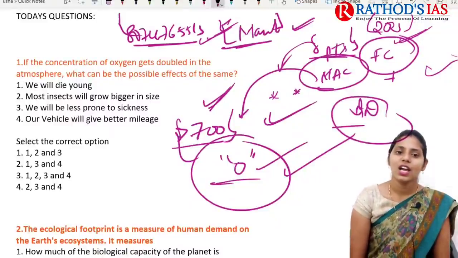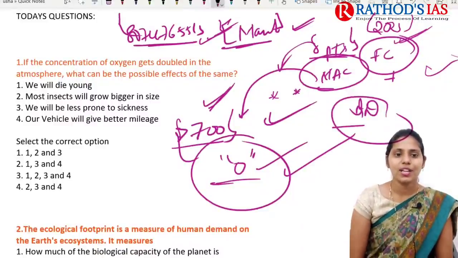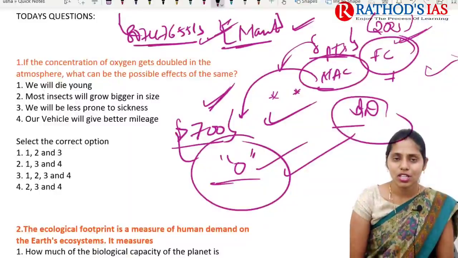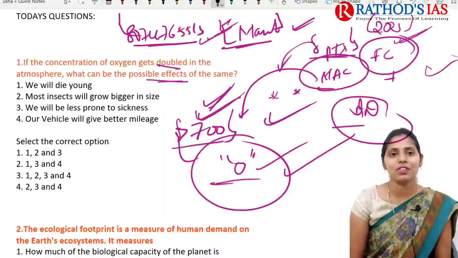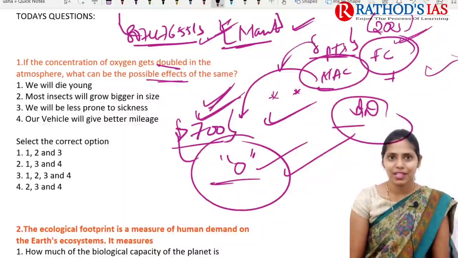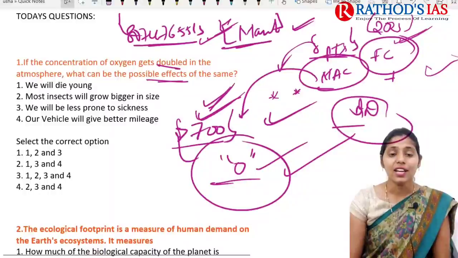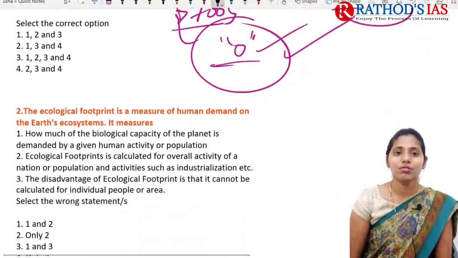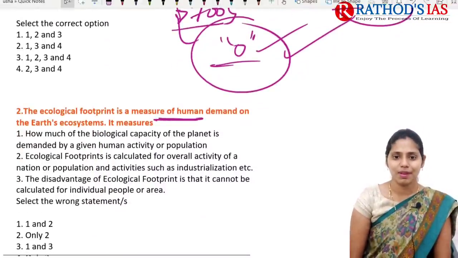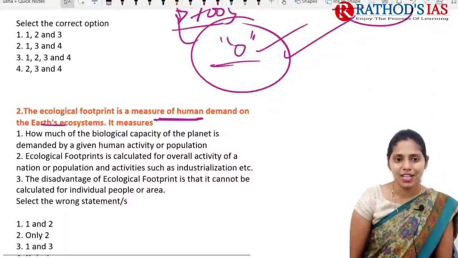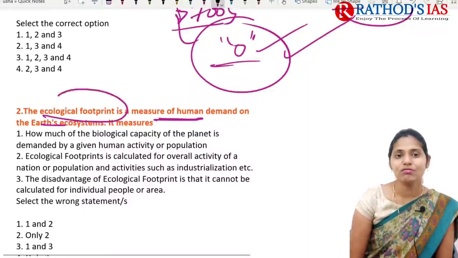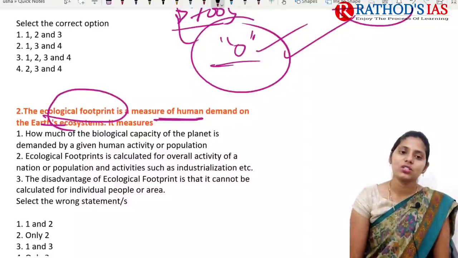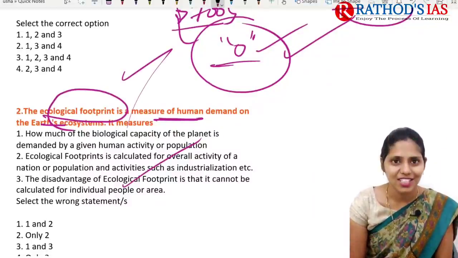And today's questions are mainly based on concentration of oxygen that gets doubled in the atmosphere. So what can be the possible effects whenever the oxygen concentration is doubling in the atmosphere? And next one is, the ecological footprint is a measure of human demand on Earth's ecosystem. It mainly measures, it is about ecological footprint. So these are the two questions. Try to give your answer in the comment box.